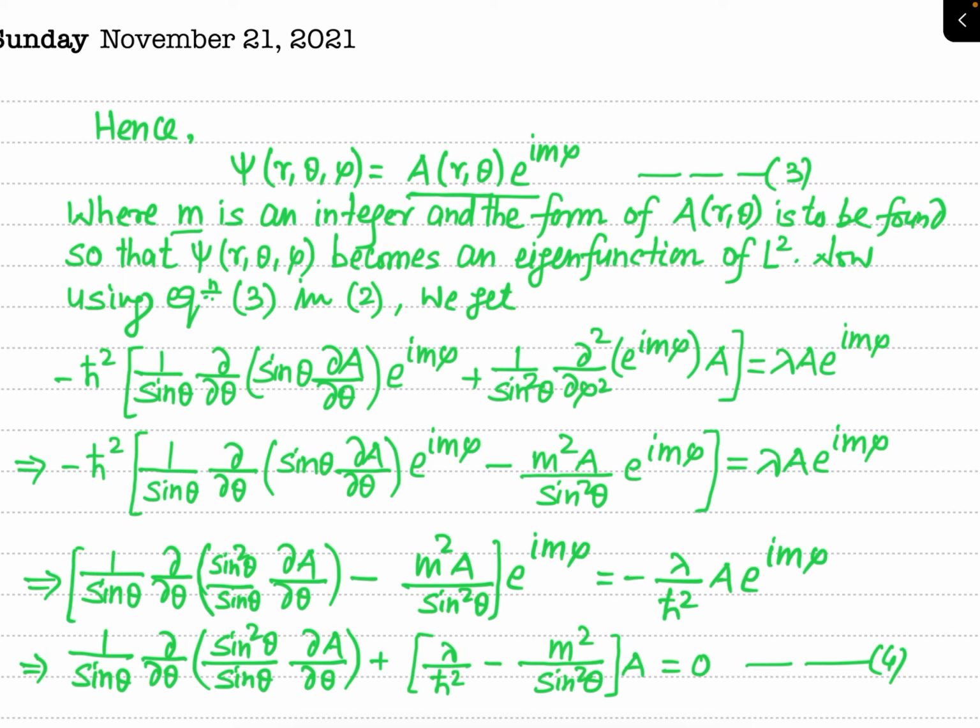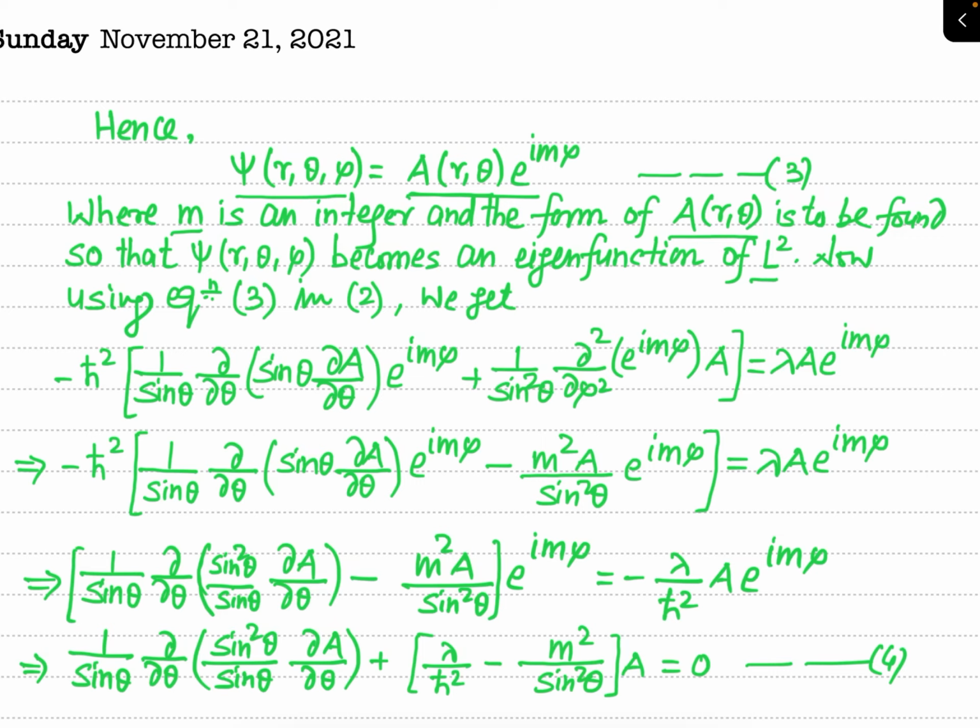Again, I am telling you that this equation 3 defines the eigenfunction of the operator Lz. And if our aim is to find the eigenfunction of operator L square, you only have to find the form of this quantity a of r theta in such a way that this psi of r theta phi now becomes the eigenfunction of the operator L square.